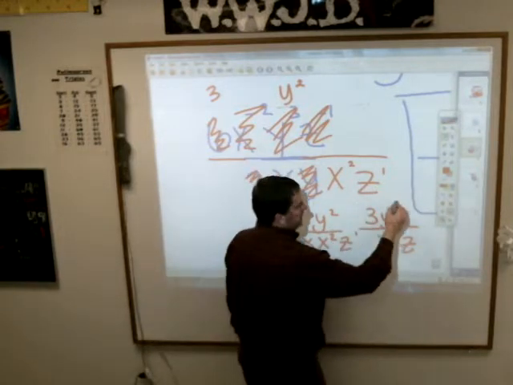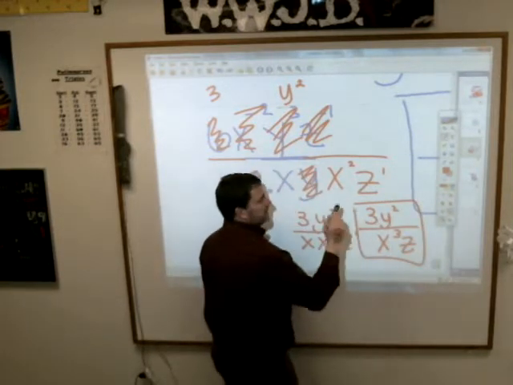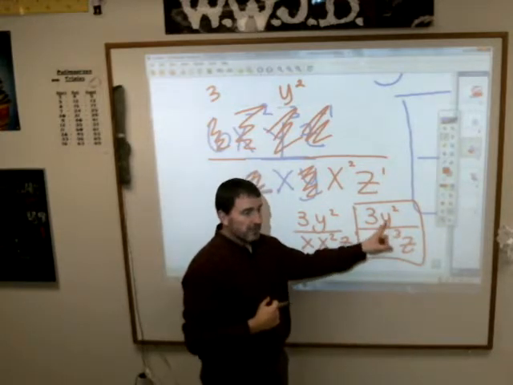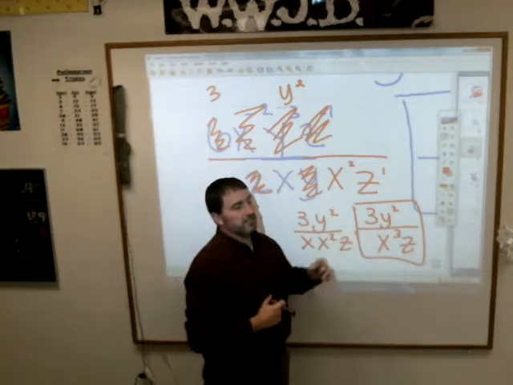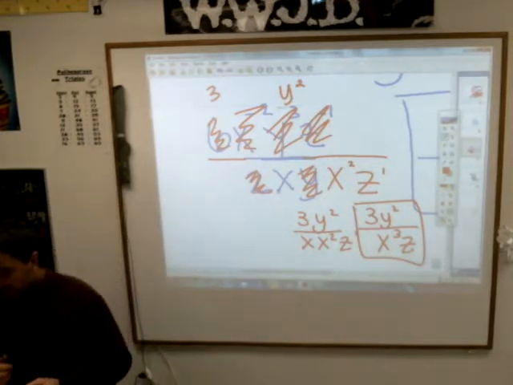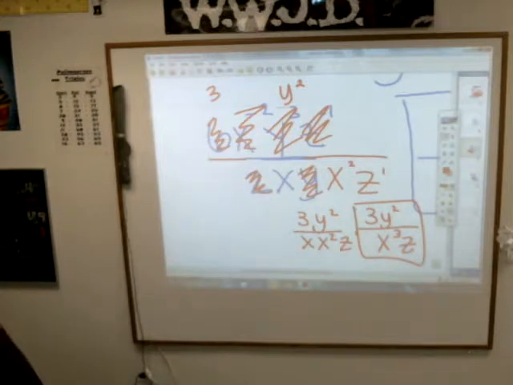This is simplified because all the exponents are positive and there's only one of each letter left there, and the numbers are simplified as much as they can be. Not easy, not fun, but it certainly is exciting at times.